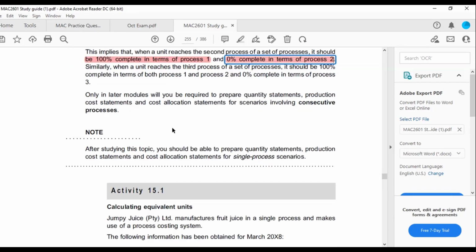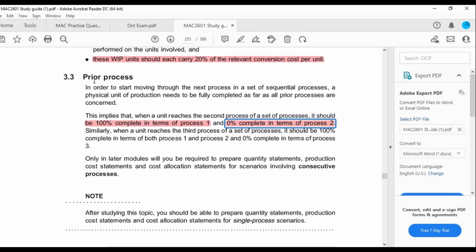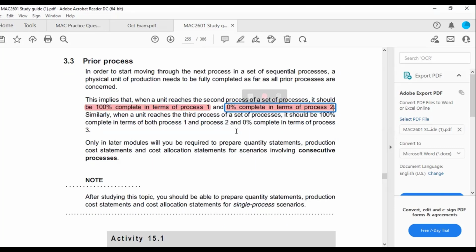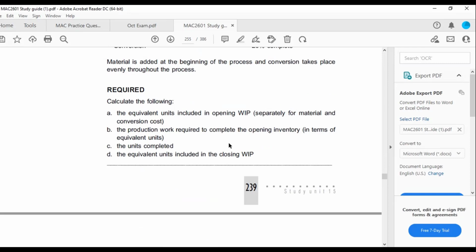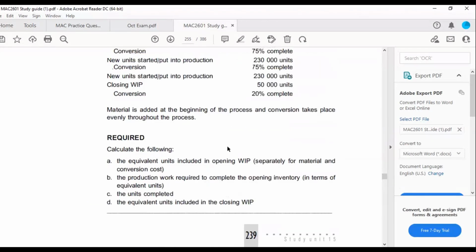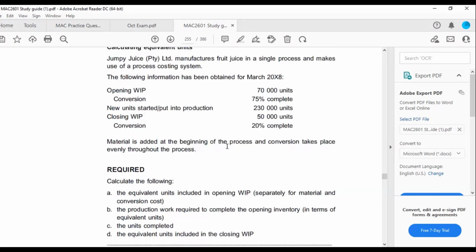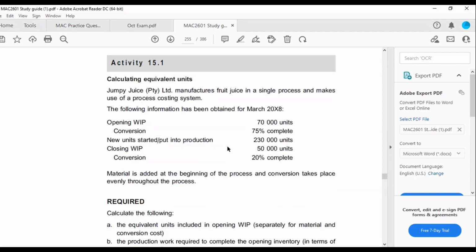Okay. Just something to be aware of: prior process units come out of their own process at 100, but once they come into process 2, they come in at a 0 as input. Let's look at an example. Maybe let's attempt it so that I can see that you guys understand.